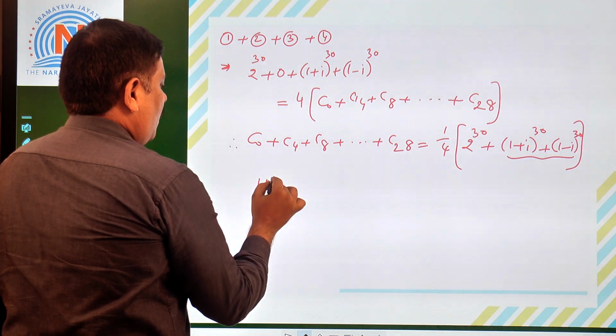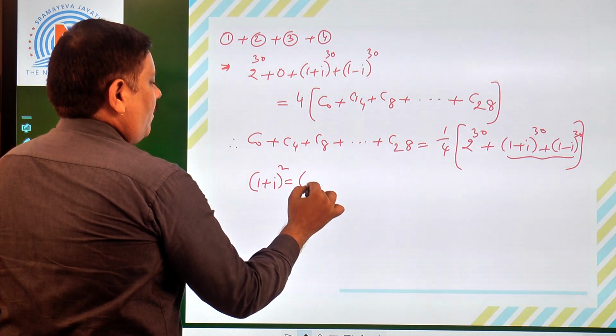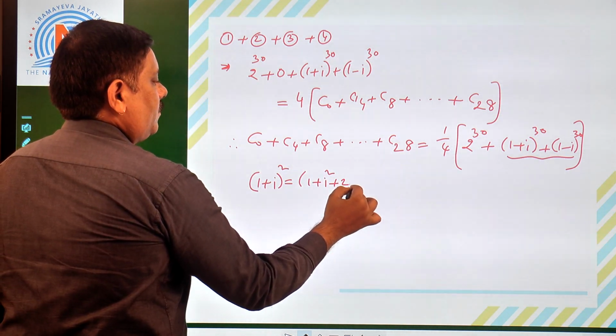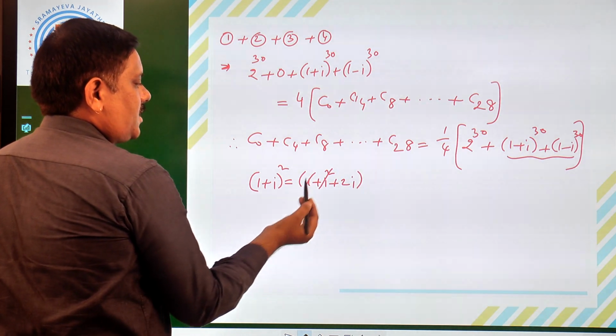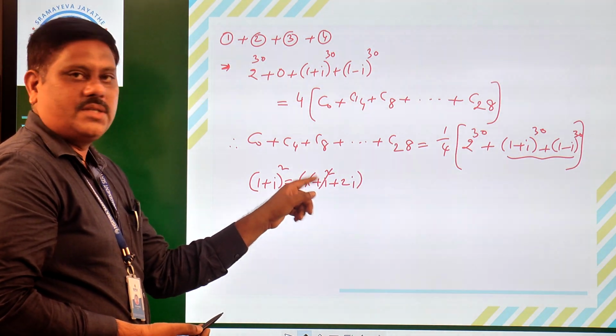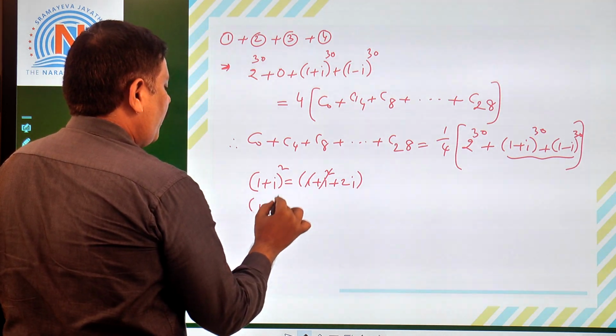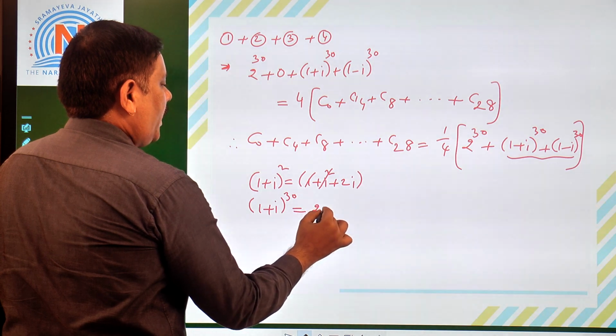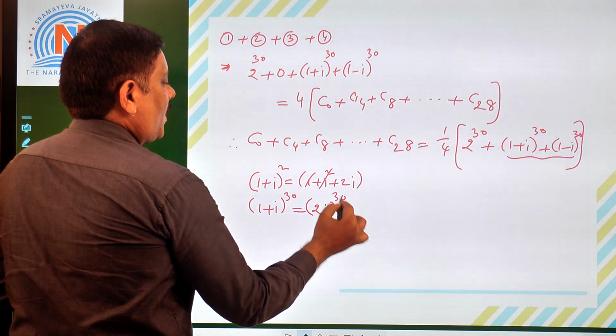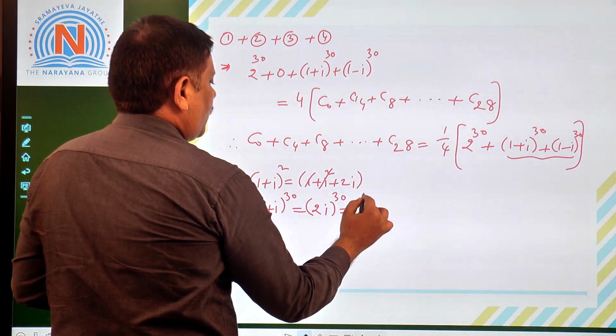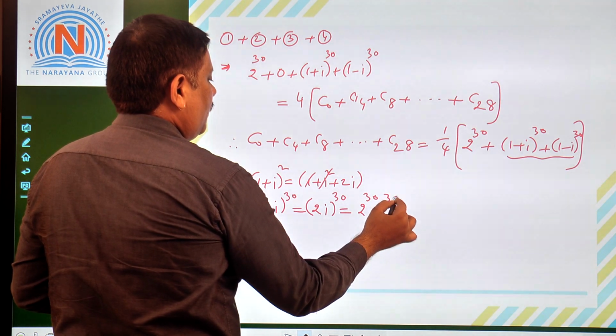(1 plus i) whole square we have as 1 plus i square plus 2i. 1 plus i square, these two will be cancelled because i square is minus 1, and 1 minus 1 is 0. Only 2i remains. If you want (1 plus i) whole power 30, that is going to be (2i) whole power 30. So that is going to be 2 power 30 times i power 30.